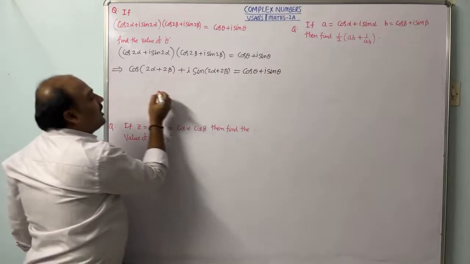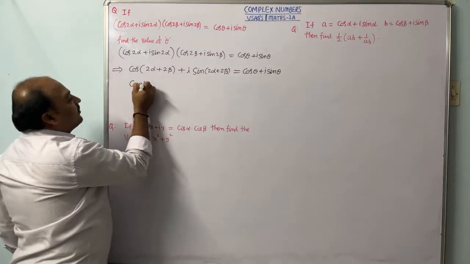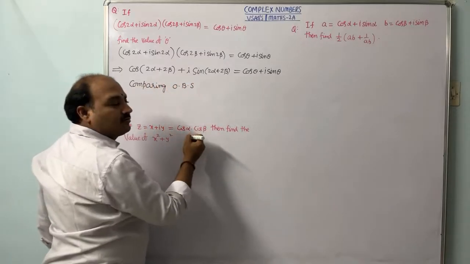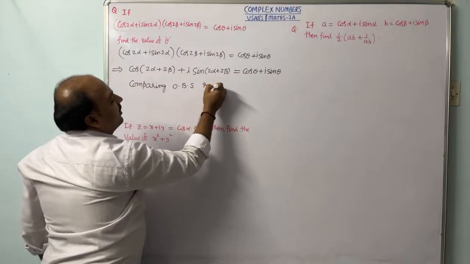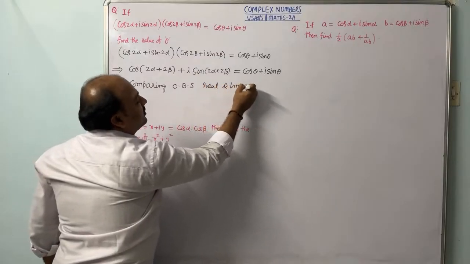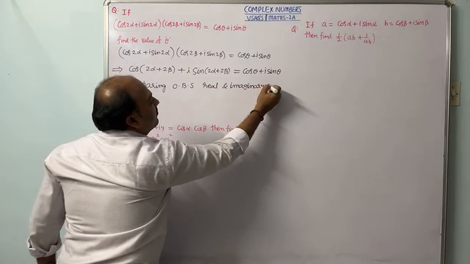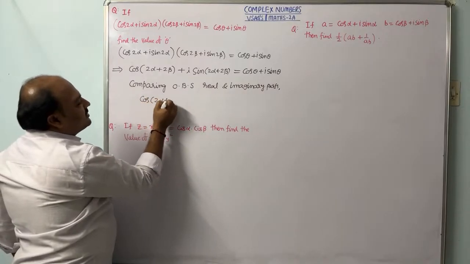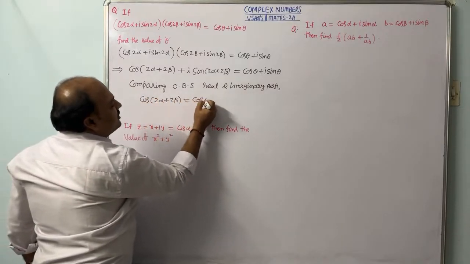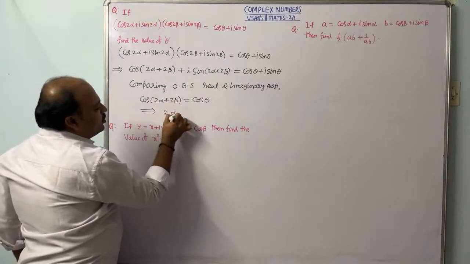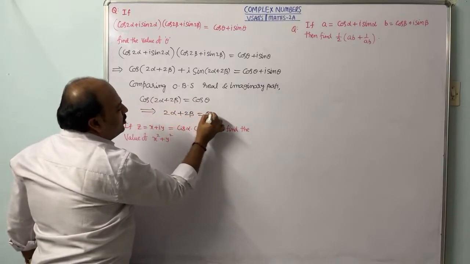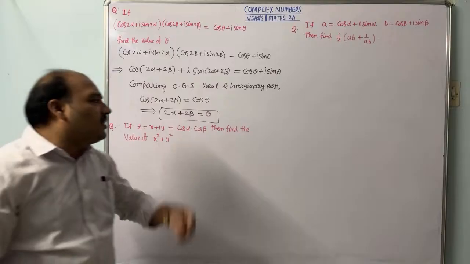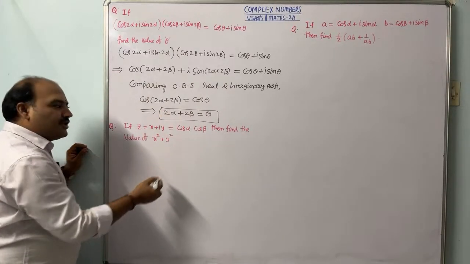So comparing the real and imaginary parts on both sides, cos(2α + 2β) is equal to cos θ. That implies 2α + 2β is equal to θ. So what is the θ they are asking? Find the value of θ means 2α + 2β. That's all. Come to the next question here.